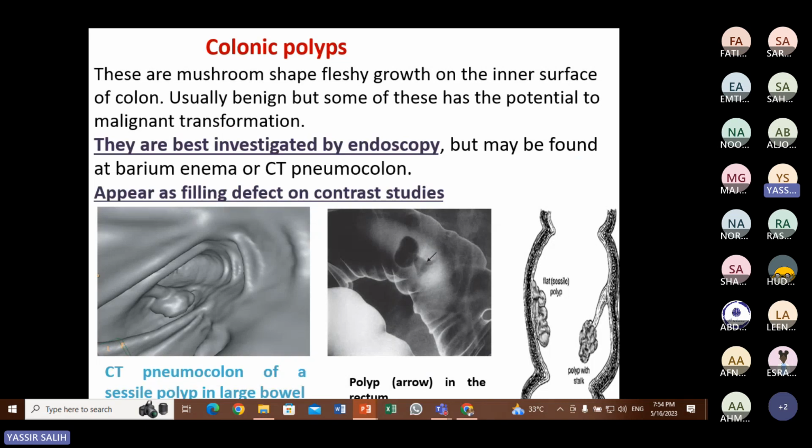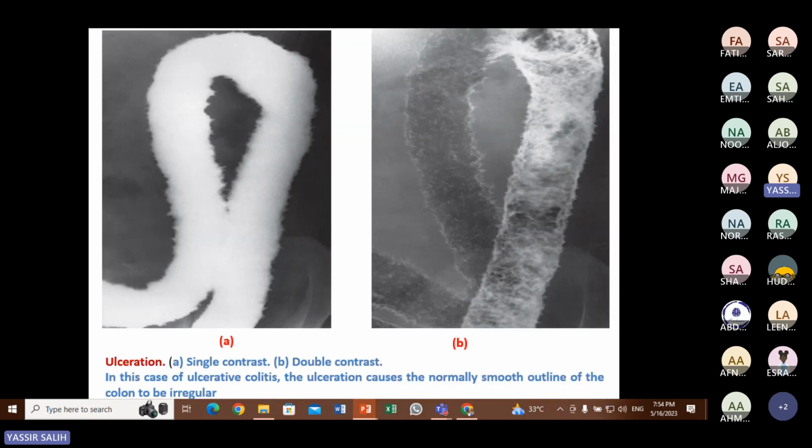Ulcers are a cardinal feature of ulcerative colitis.